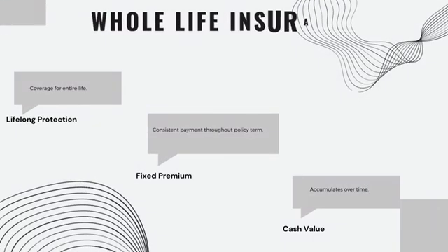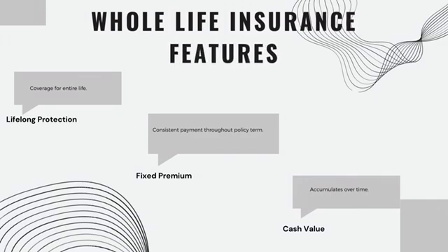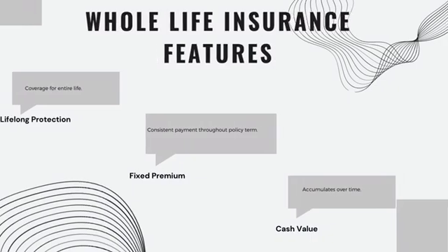Next, we have whole life insurance features. First, we have lifelong protection. It's coverage for the entire life. Next, fixed premium, consistent payment throughout the policy term. And lastly, we have cash value, which accumulates over time.